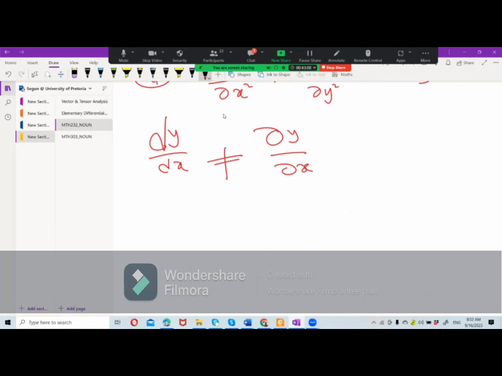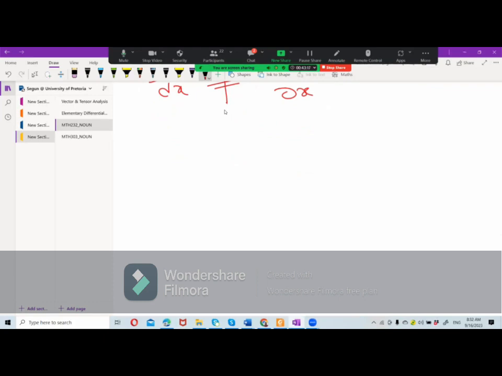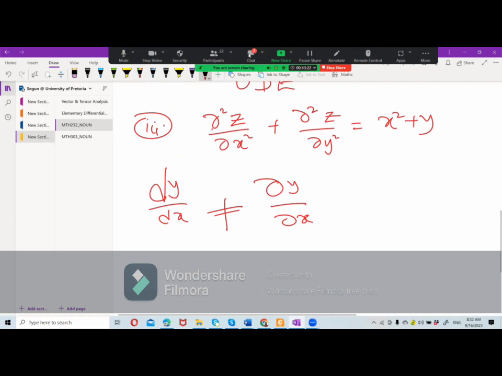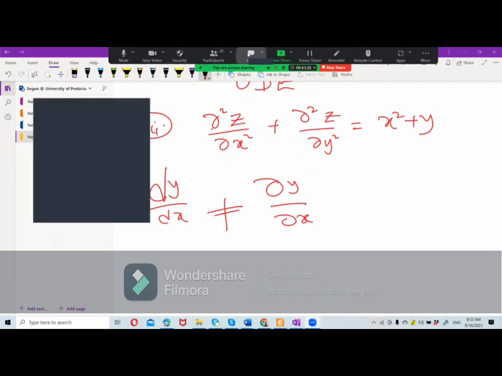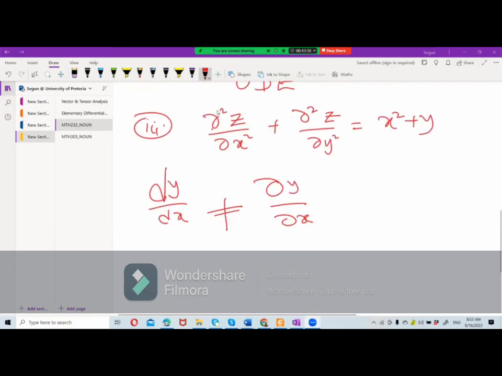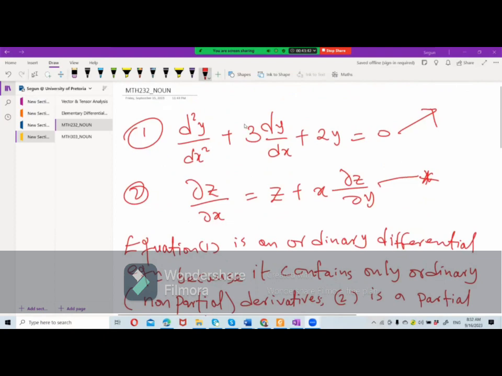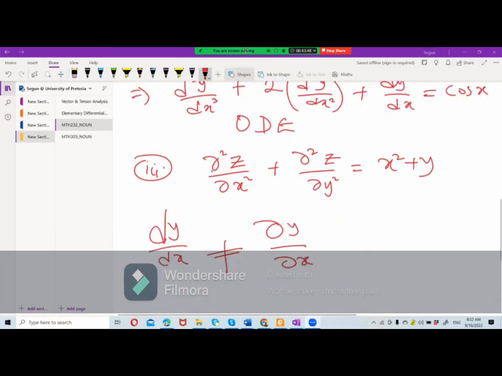So you can ask any question on this. They can ask you to tell whether it is an ordinary differential equation or not, and I just explained it to you now. Second order differential is different. Don't mix it together. This is second order, but it's still partial. What we are saying is determine whether it's ordinary or partial differential. We are not yet on order or degree. Please take note of that.